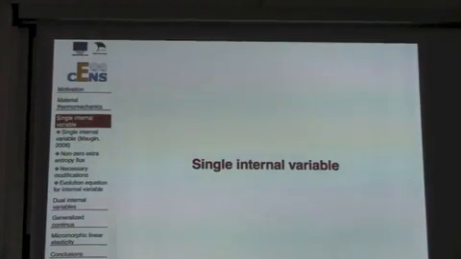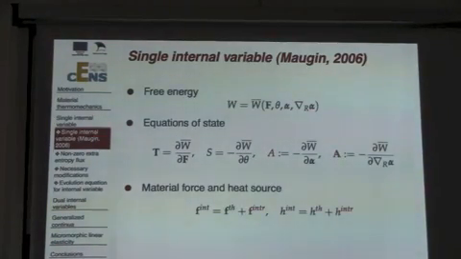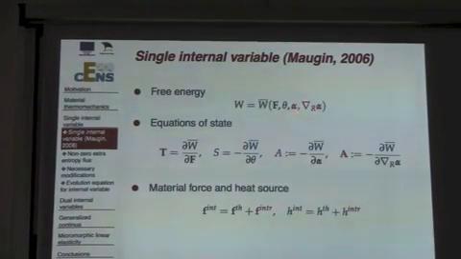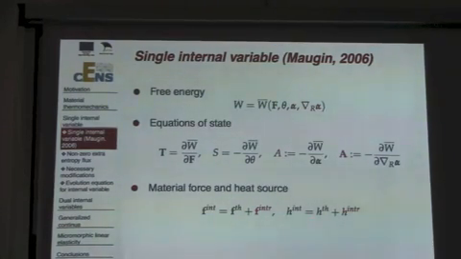Then we go to the theory with internal variables. What we have here is an additional internal variable, alpha, and we also suppose that the free energy depends also on the gradient of alpha, which means that this is a weakly non-local theory. In addition to the standard equations of state, we need to define two additional derivatives of free energy with respect to this internal variable and its gradient. And then we can calculate the internal material forces and heat sources in this way.